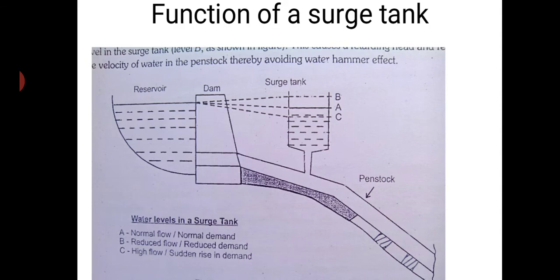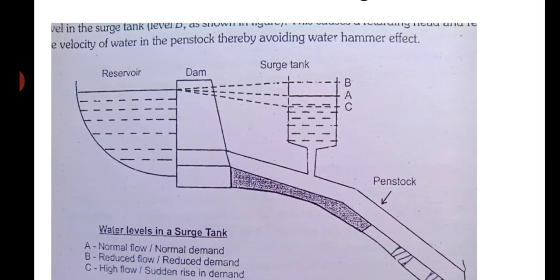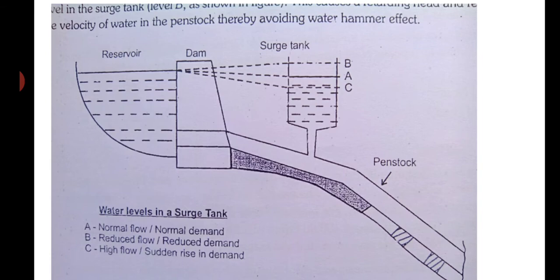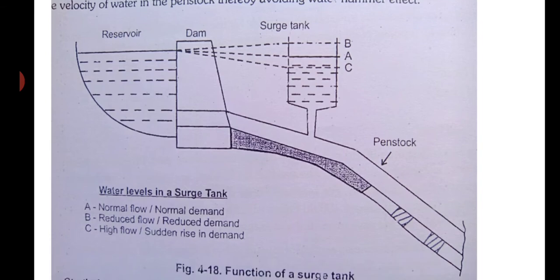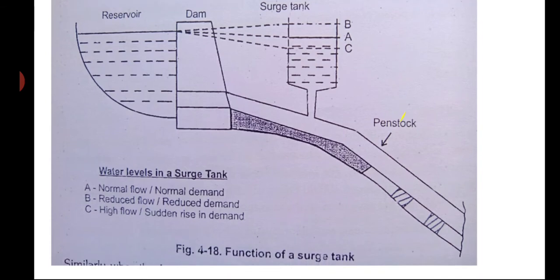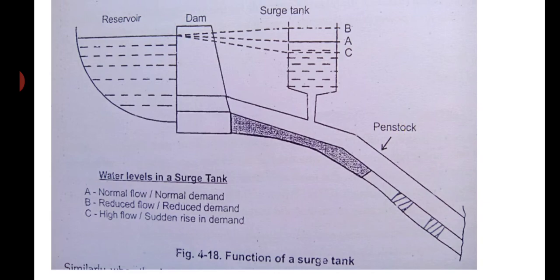And again, what we discussed about the surge tank: you can see there is a dam, the reservoir, and a surge tank. These A, B, C, there are 3 levels given here. So the A level means normal, a normal flow, normal demand. But if suddenly the demand increases, then what happens? The water level will come down to C. This is high flow, a sudden rise in demand.